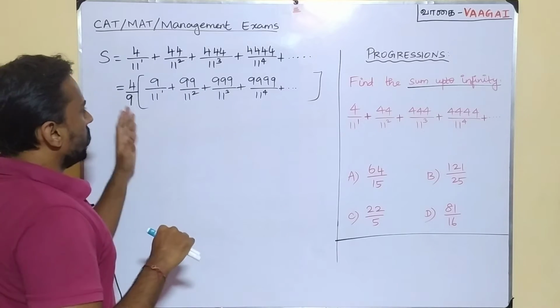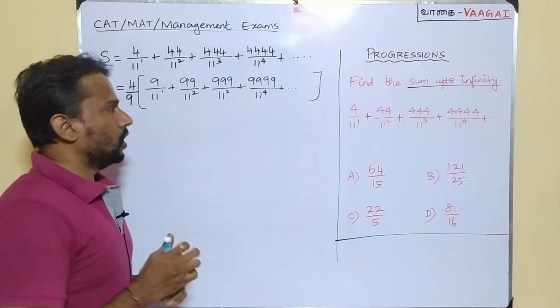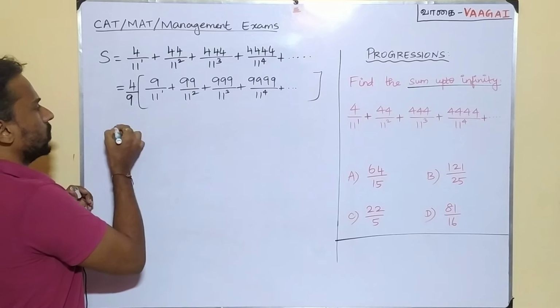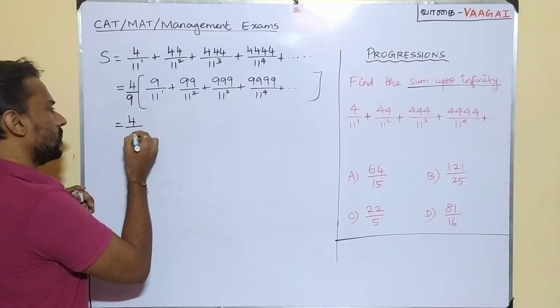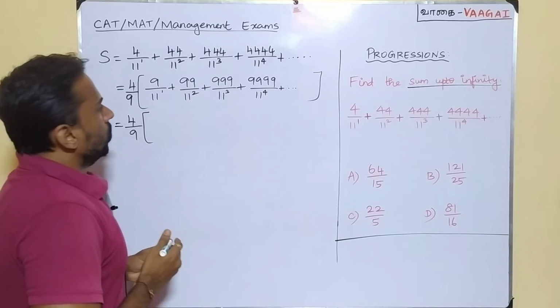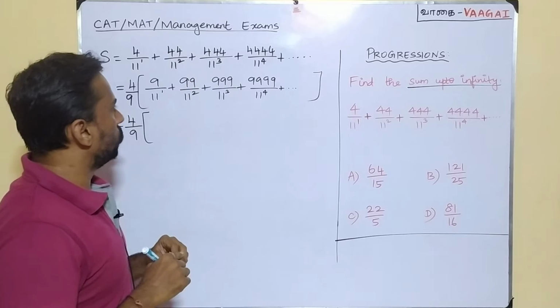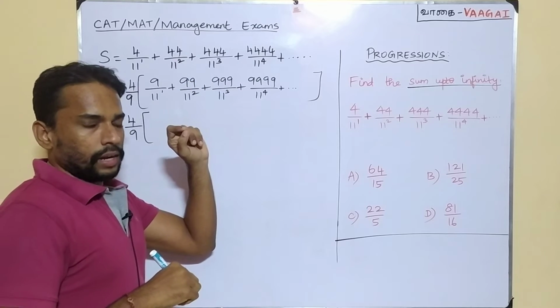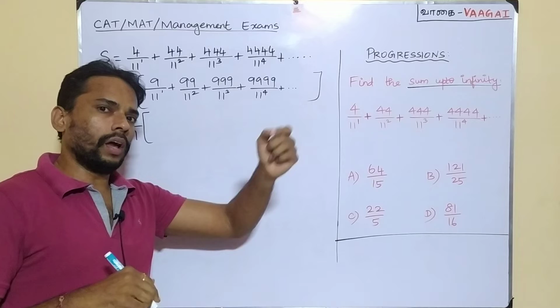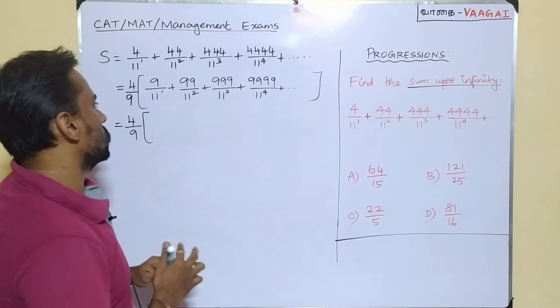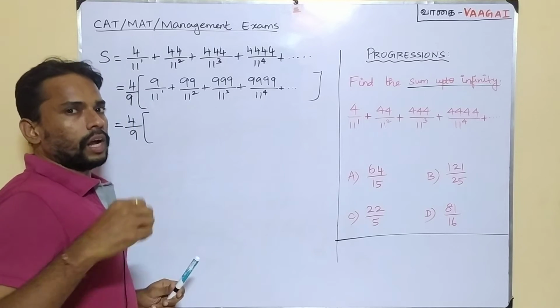Anyways, continuing. So we have rewritten our series like this. Now again, what adjustment I'm going to do here is I'm just going to write it as 4 by 9 into. Now again, if you see, each of these numerators are in the form 9, 99, 999. I mean, all of them are in terms of nines, right? Yes. Now I'm going to do another adjustment here.